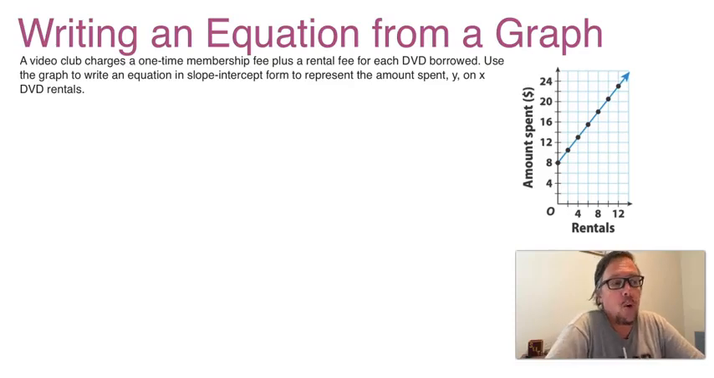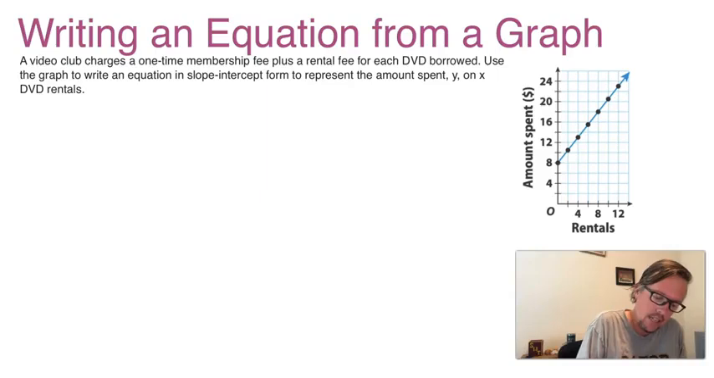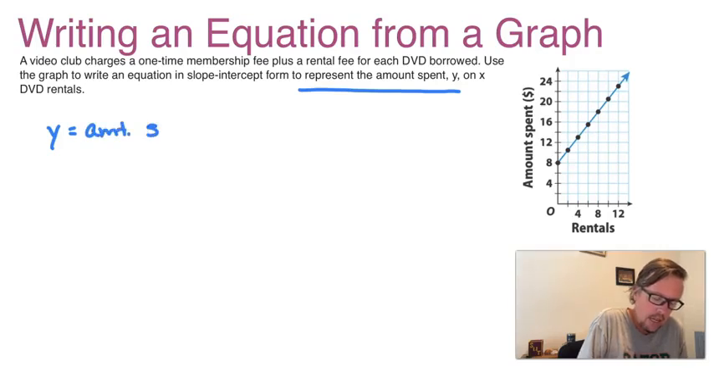Use the graph to write an equation in slope-intercept form to represent the amount spent, Y, on X DVD rentals. So, like with most problems where we've got variables that we're measuring, the first thing that we want to do is identify the variables. And the problem actually does it for us. It says the amount spent is going to be Y. So Y is amount spent. And X, it says, is DVD rentals.